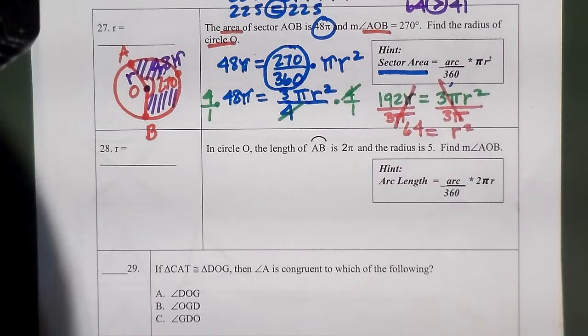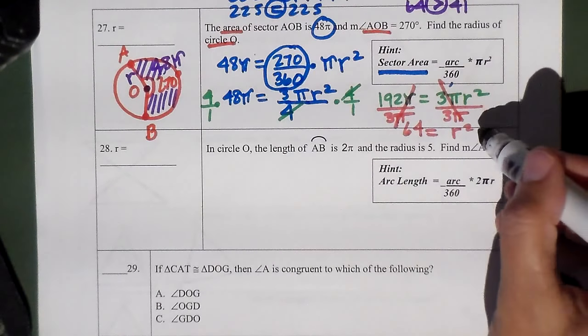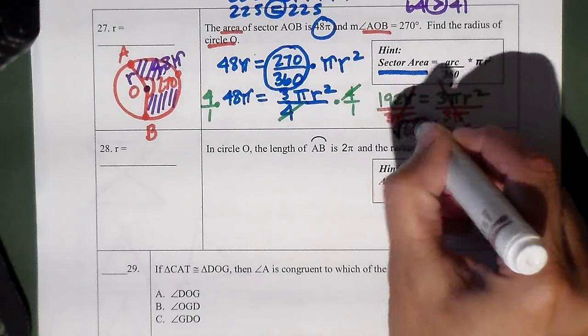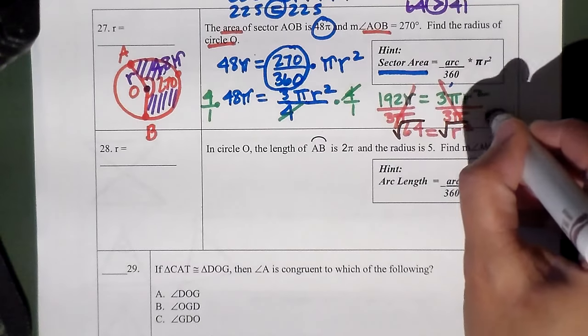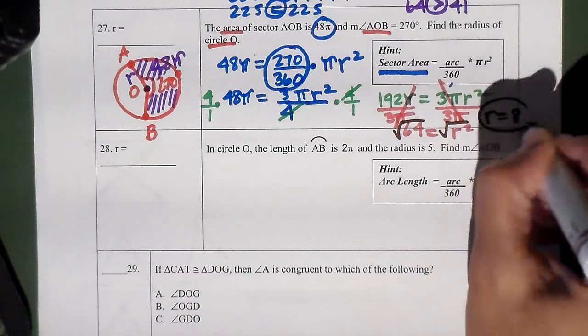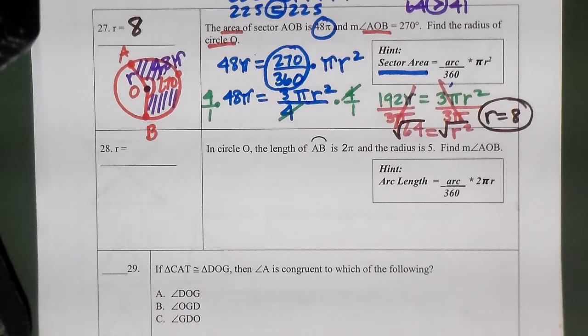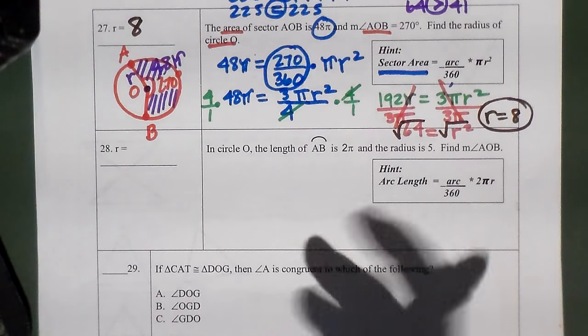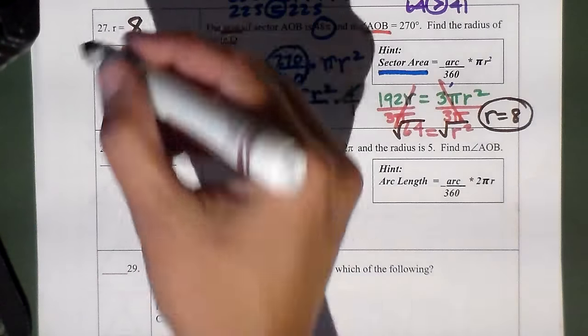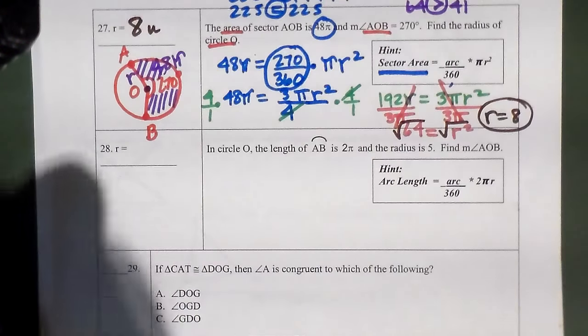So now that I have my 64 equals r squared, I don't want r squared, I want r. So I'm going to square root both sides. So the radius is 8. And it's 8 units, because we don't have centimeters or meters or anything. If you want to, you can write 8 units.